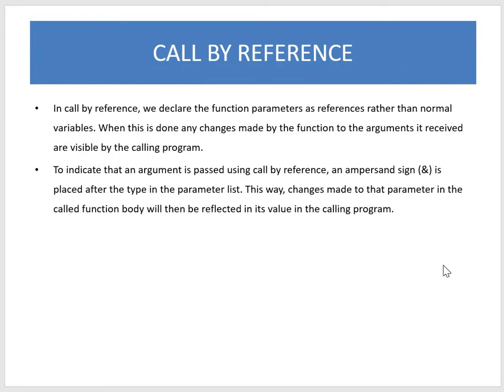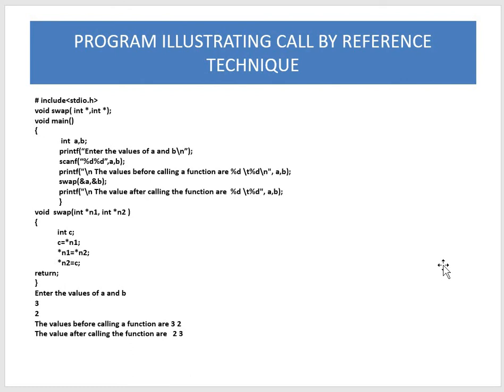In the call by reference technique, we declare the function parameters as references rather than normal variables. When this is done, any changes made by the function to the arguments it received are visible to the calling function. Now we'll see the same example, the swap function, which takes the arguments as pointers, not as values. Now we can see that we have two functions again. Main is the function which calls the swap function.